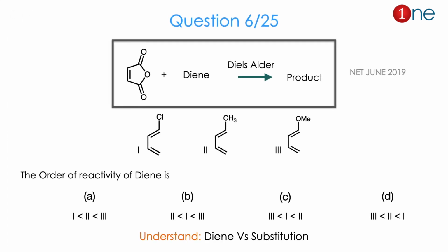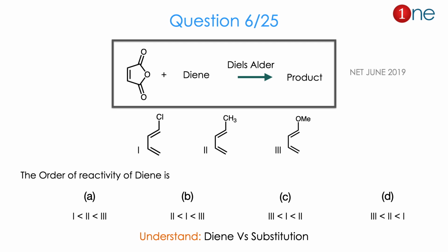Then let us look at the next question. You have maleic anhydride plus diene and you have the product. Here they are asking the order of reactivity of the diene. They gave three different dienes, one with chlorine, one with methyl, one with methoxy. So you have to find which one reacts faster.